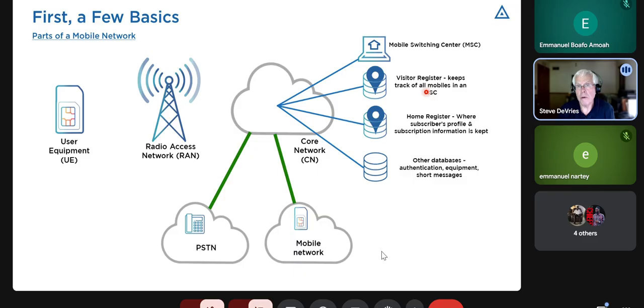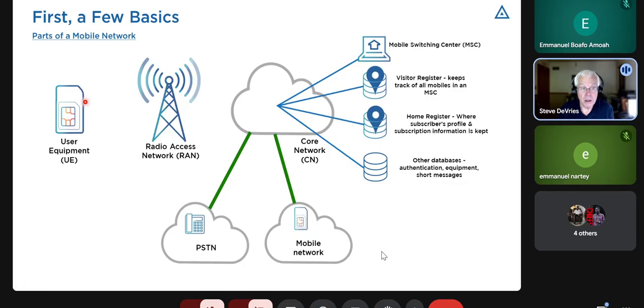It has a copy of your profile, of your subscription information. It knows if you have any restrictions. It knows if you have any services like call forwarding or call waiting. So it knows something about you. And it gets a copy of that from the home register. So this is the central database. This home register is the central database that has all of your subscription information.